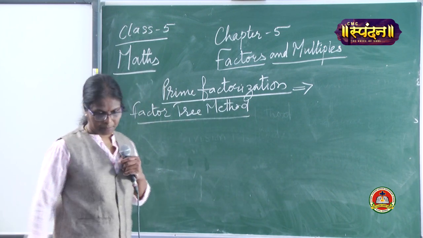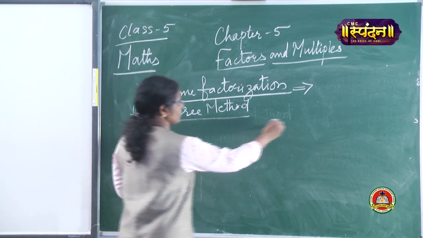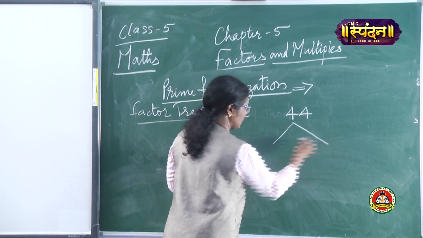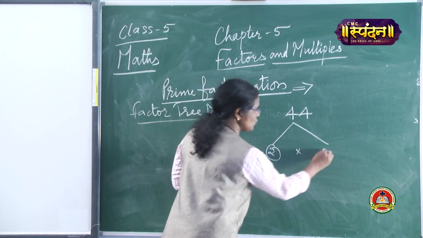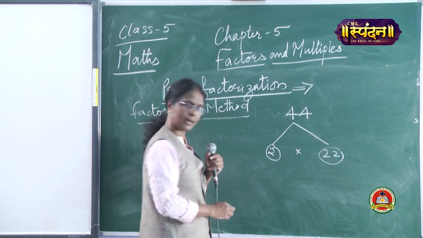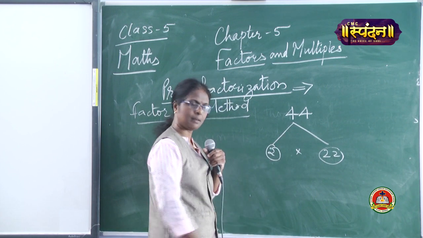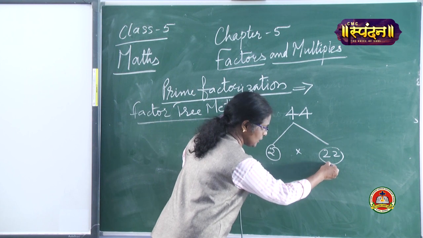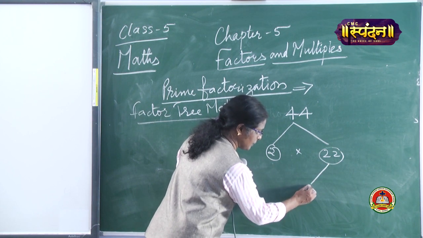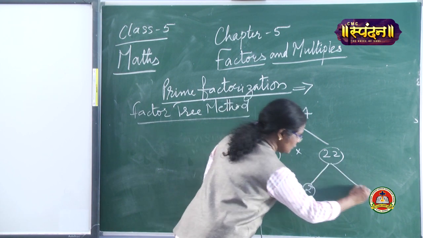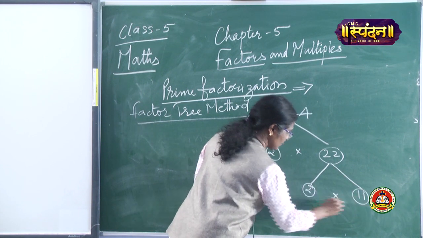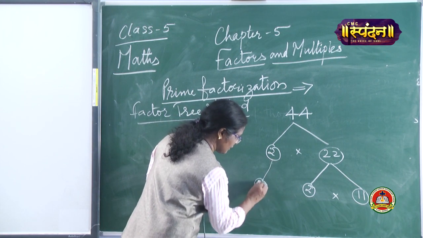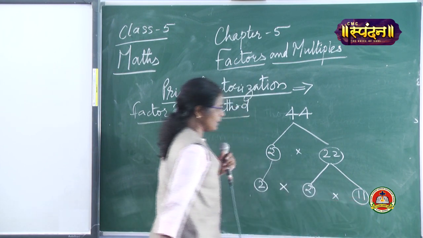Suppose I am going to take a number 44. 44 can be expressed as 2 into 22. Here 2 is a prime number, but 22 is a composite number. Now you have to split this 22 again. Leave this 2, we are going to split 22. 22 can be split up as 2 into 11. This 2 you are going to bring down here itself. This becomes 2 into 2 into 11.